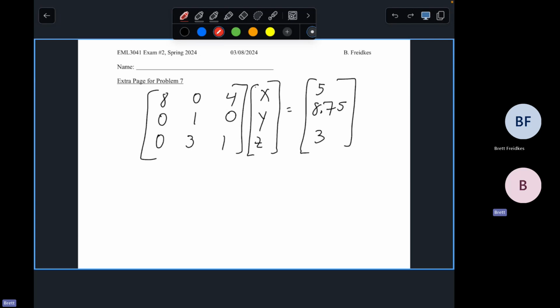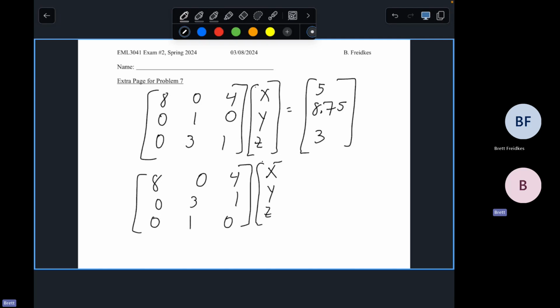So we will pivot this. You'll get 8, 0, 4, 0, 3, 1, 0, 1, 0, multiplied by x, y, z. That will be equal to 5, 3, 8.75.